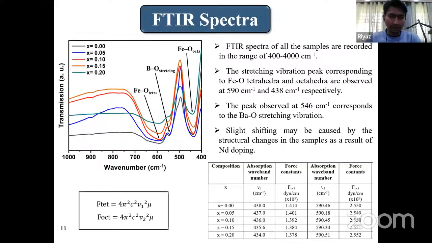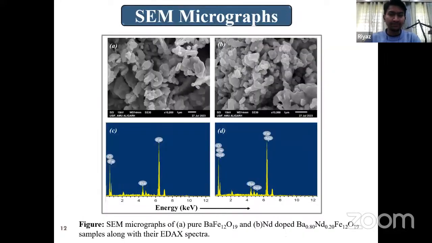Moreover, we have also recorded the FTIR spectra in the frequency range from 400 cm⁻¹ to 4000 cm⁻¹ to get more information on the internal structure of the material. The absorption bands present at 590 cm⁻¹ and 438 cm⁻¹ correspond to iron-oxygen vibrations at the tetrahedral and octahedral sites, which confirm the presence of tetrahedral and octahedral sites in our sample. We have also calculated some other parameters like force constant, and that I have shown here in this table.